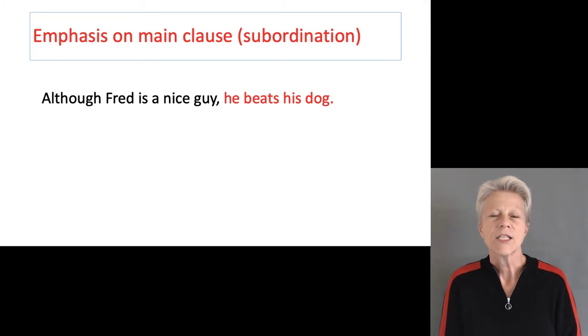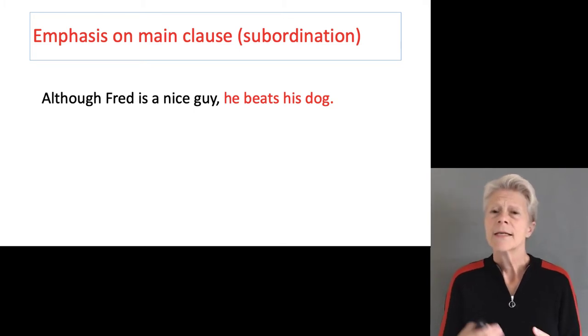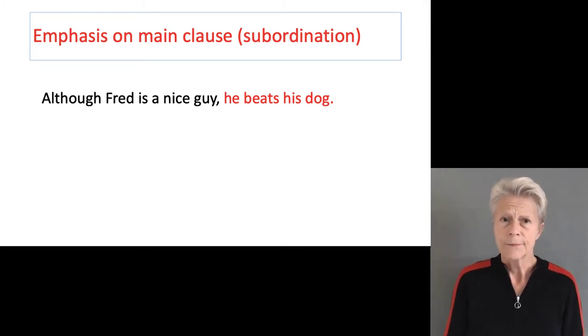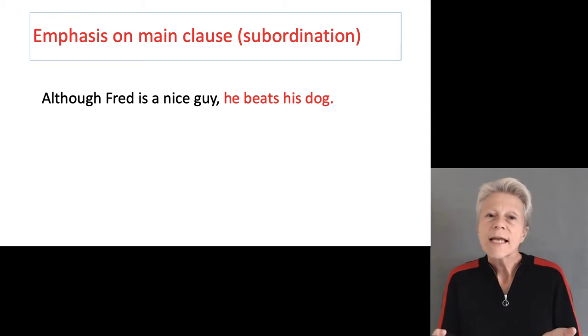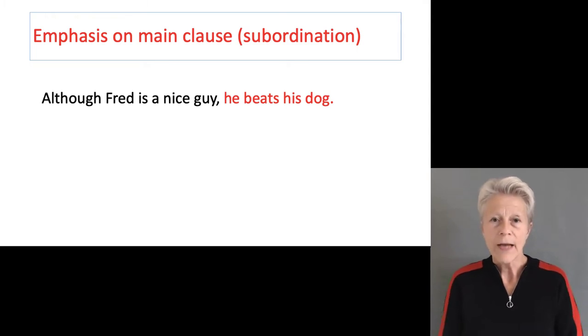Look at this sentence. Although Fred is a nice guy, he beats his dog. The author of this sentence offers two facts here. First, Fred is a nice guy. Second, he beats his dog. Now, if you present the two contradictory messages in a structure like this, the most weight is on the final part, the dog beating part.